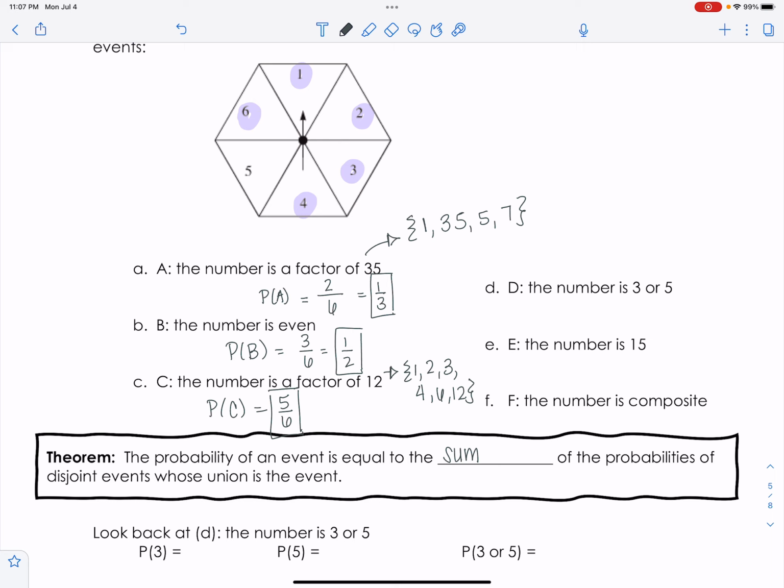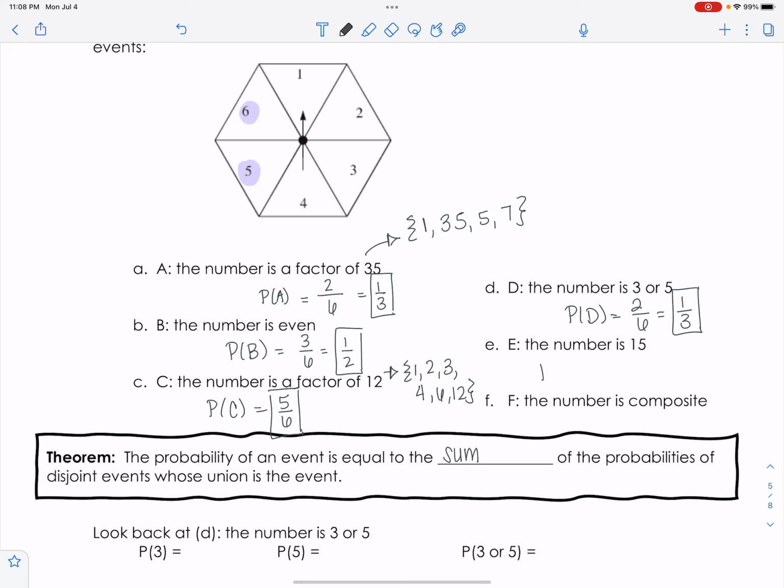Letter D, the number is a 3 or a 5. And so we've just got 2 of those out of a total of 6. And so I'm going to reduce it down to 1/3.